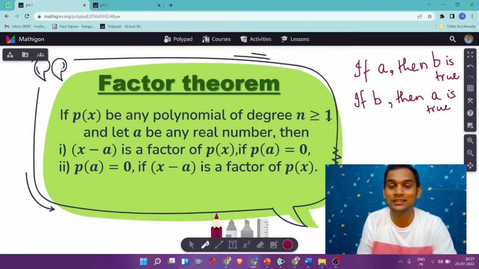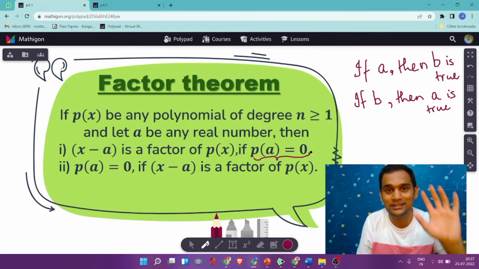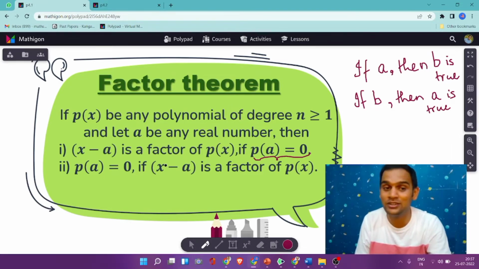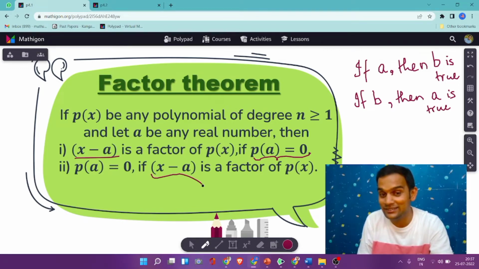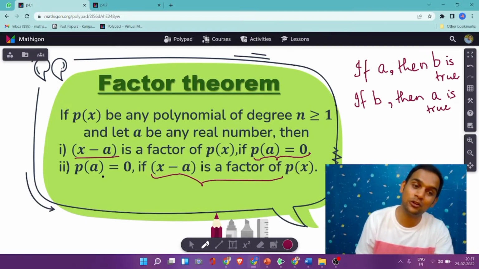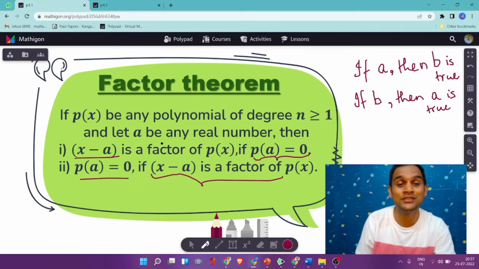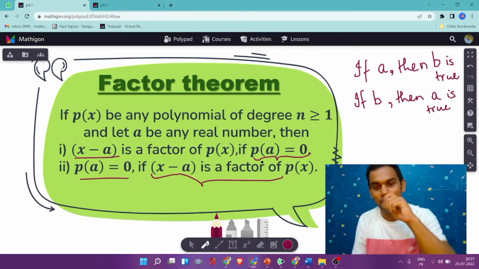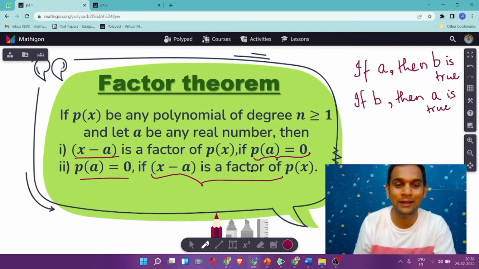Now in the factor theorem, the first statement says x minus A is a factor of P of x if P of A is 0. That means if P of A is 0, that is the remainder is 0, then x minus A will be a factor. Now the other way around: P of A equals 0 if x minus A is a factor of P of x. Here it is given that x minus A is a factor of P of x, and we conclude P of A equals 0. In the first statement, P of A is given as 0 and we conclude x minus A is a factor.